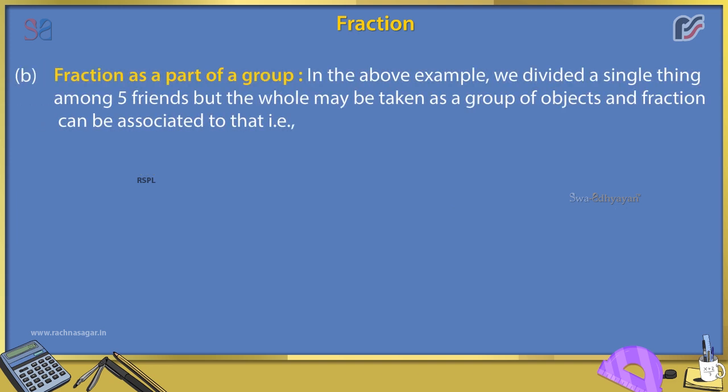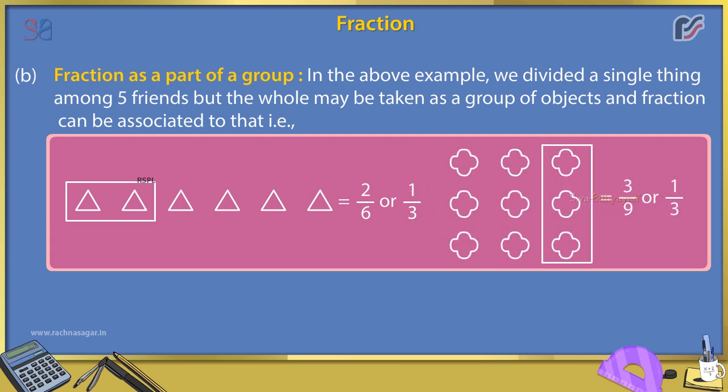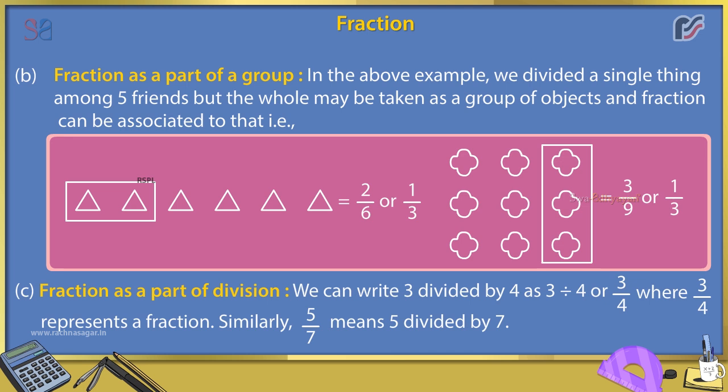B. Fraction as a part of a group. In the above example, we divided a single thing among 5 friends, but the whole may be taken as a group of objects and fraction can be associated to that. That is equal to 2 by 6 or 1 by 3, is equal to 3 by 9 or 1 by 3.